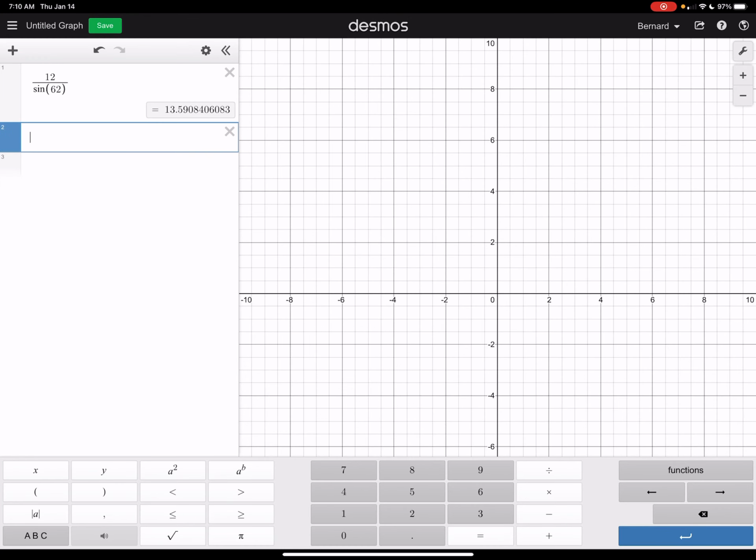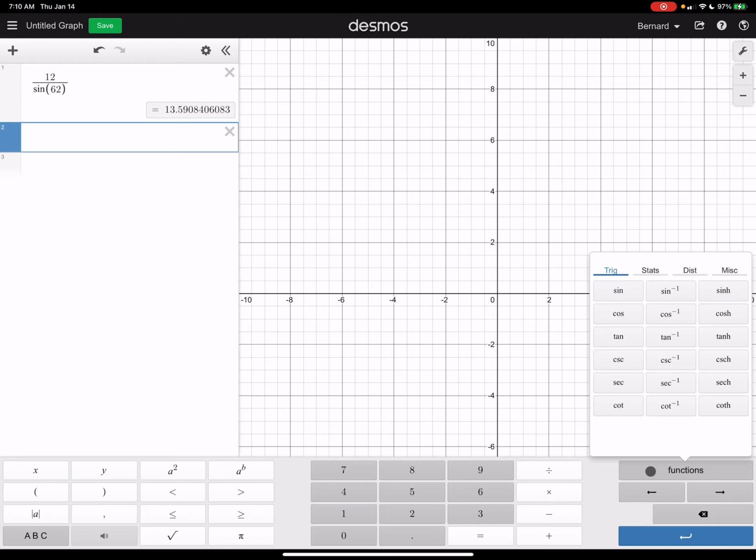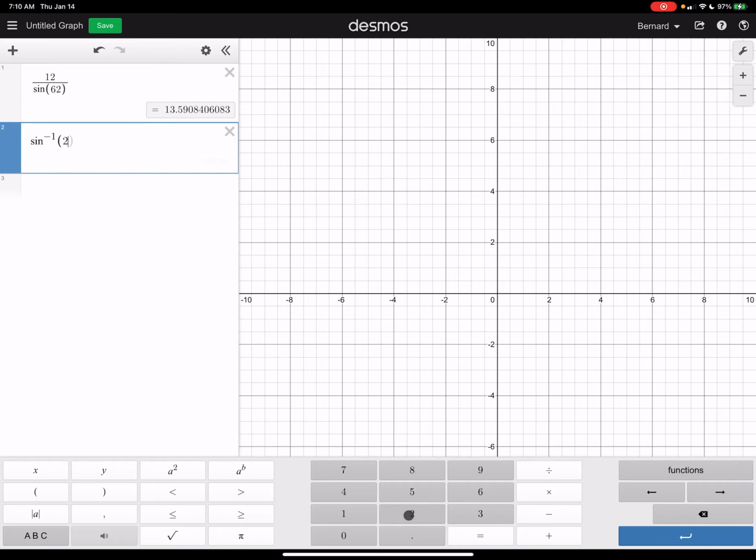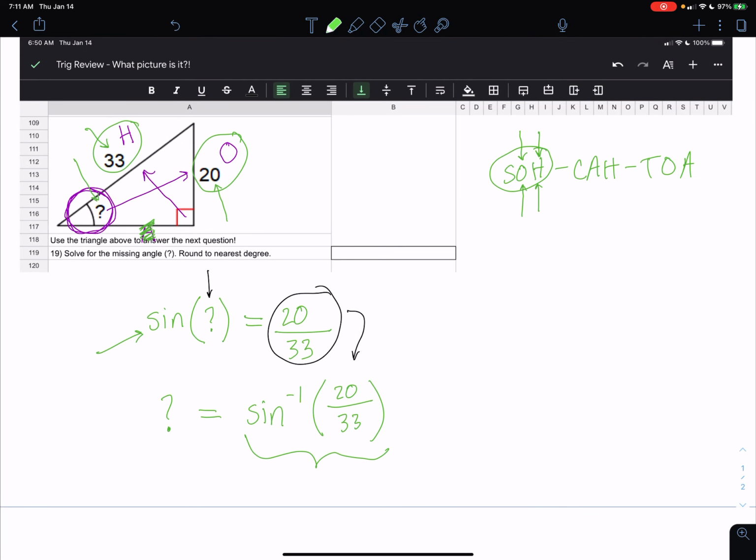And so we come back, and we go back into our functions menu, because that's where sine is. But this time we need -1. All the -1s are in the middle column. And so we click sine -1 at the top, and then 20 divided by 33. And this is going to tell us what our angle is, all right? So it says 37.3. And so we'll come back, and we can write that down. Equals 37.3 degrees.